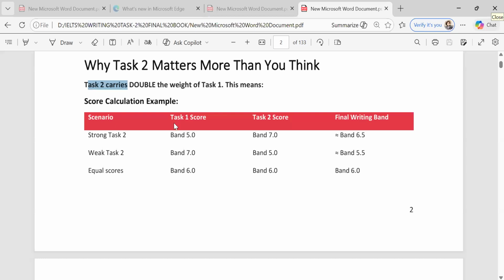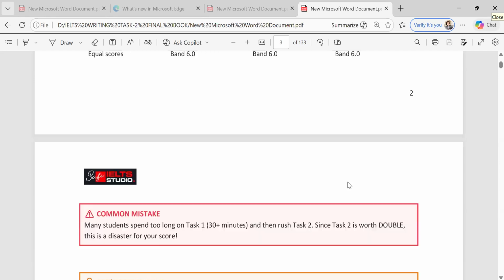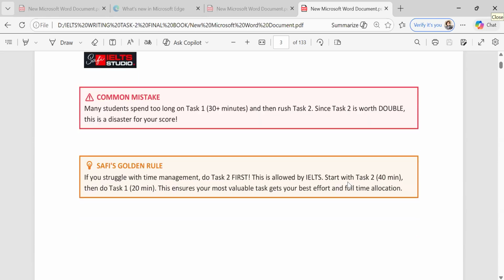What does it mean? For example, if a student achieves band 5 in task 1 and band 7 in task 2, and as I told you, Claire, task 2 carries double the weight of task 1, your overall band may be 6.5. In fact, you achieved band 5 in task 1. But what if you achieve band 7 in task 1 and your task 2 score is band 5? Your overall band would be only 5.5. So make sure, what did I say? Your task 2 matters more. If there is band 6, overall can be band 6. And this is what I have mentioned here, a common mistake: many students spend too long on task 1.